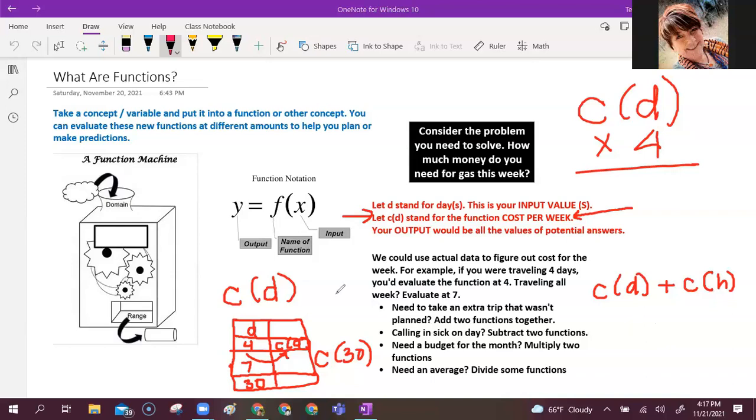Okay, I'm about to go over to the next slide. Okay, let's see this in action. All you really need to know from here is you're taking something, in this case, days. We're throwing it into a function. What function are we throwing it into? The cost function. And then they named that C of D. What does that stand for? Cost per week. Right, let's go over to the next slide.